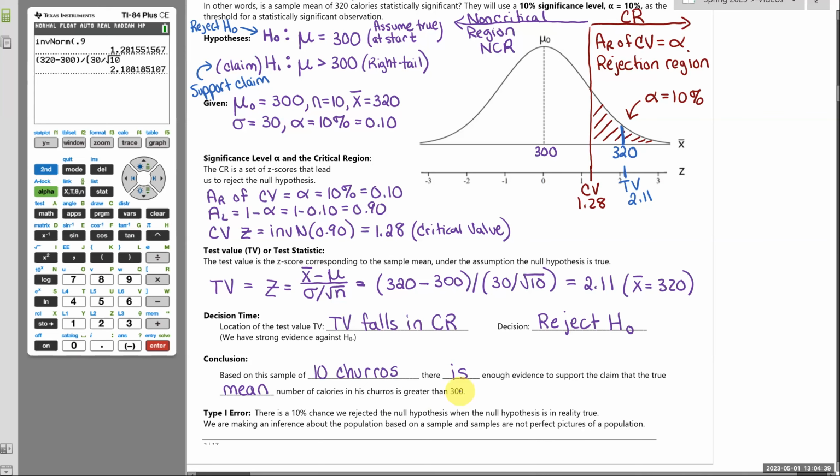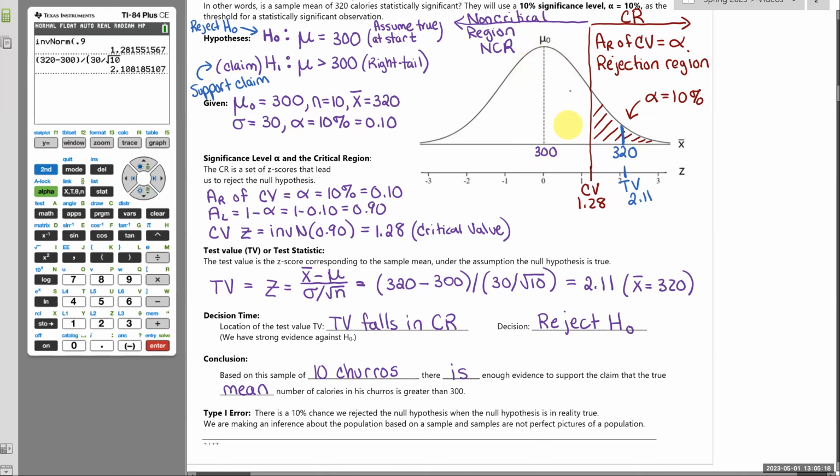All right, so mistakes can be made, and in particular, I'm going to talk here about something called a type 1 error. So the advertised mean is 300. Our sample mean was 320. We've decided that that 320 is big enough to make me reject the null hypothesis. However, it is possible for the mean to be 300 and for us to get a batch of churros that average 320. So we're not saying that this could not happen. It could happen. It's just that it would be highly unusual if the mean were 300.